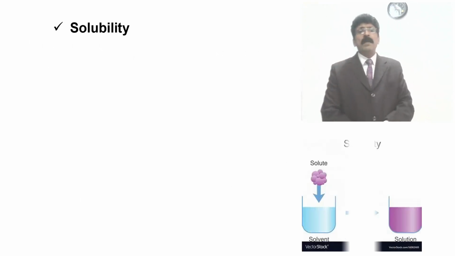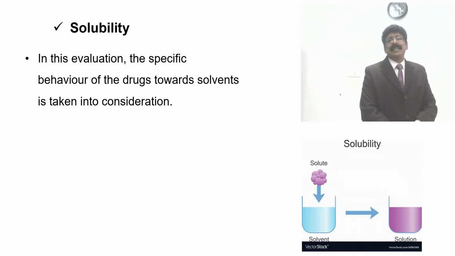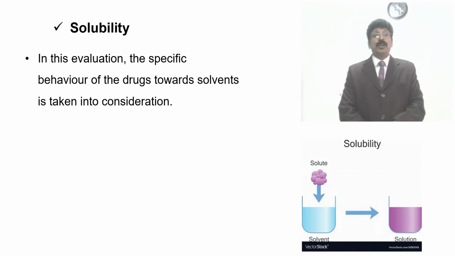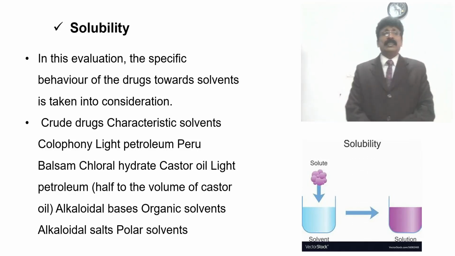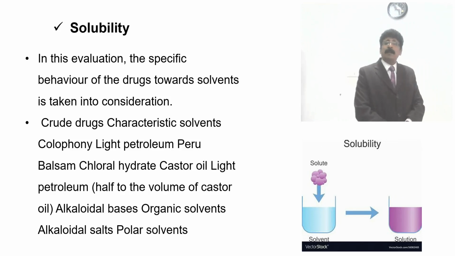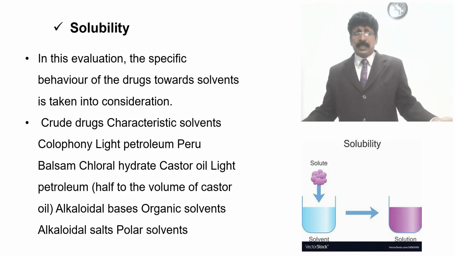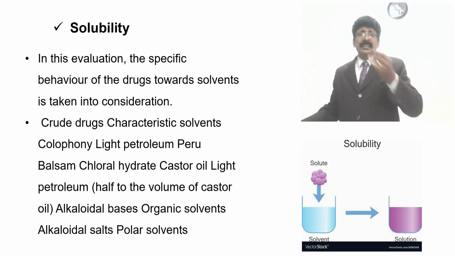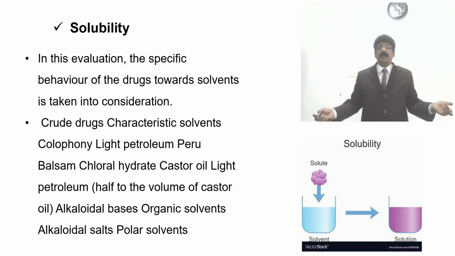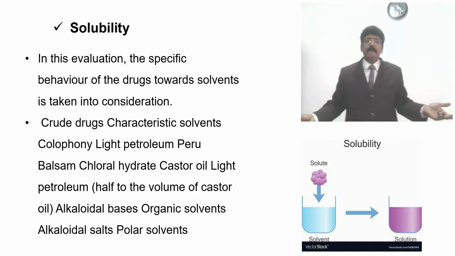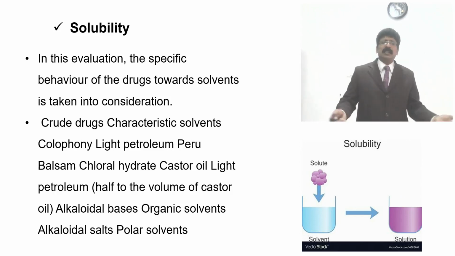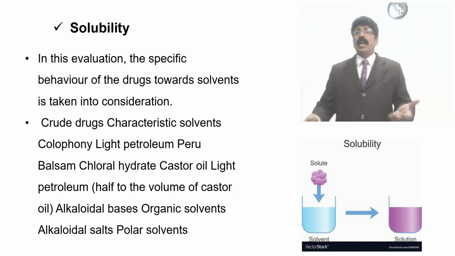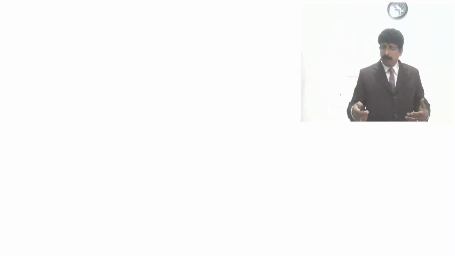Solubility is an evaluation of the specific behavior of the drug towards the solvents taken into consideration. Crude drug characteristic solvents: light petroleum, Peru balsam and chloral hydrate, castor oil, light petroleum, half of the volume of the castor oil, and even alkaloid bases in organic solvents, alkaloid salts in polar solvents. So like that we can differentiate the solubility and identification can be done.